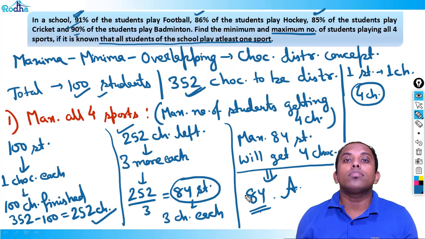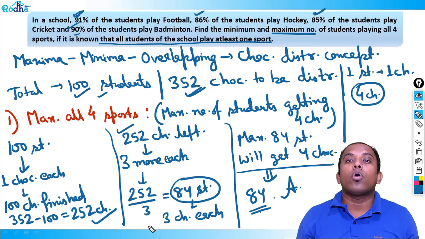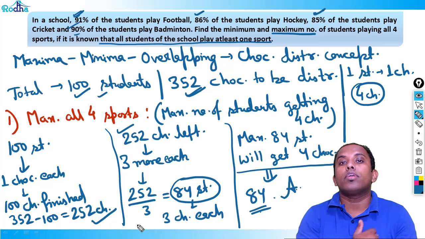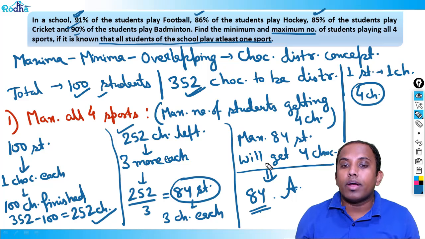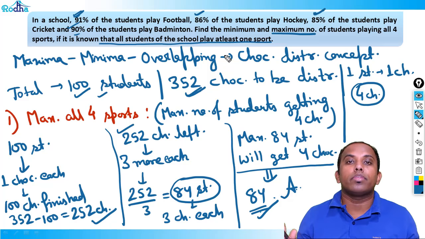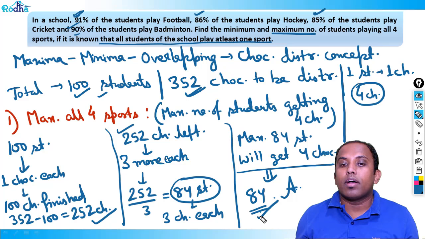Why wrong? Because badminton is played by only 70 students. So how can you say that all 84 students play all 4 sports? That is not possible, right? So that's why we have to check that my answer is 84 and all the numbers here are more than 84. So that's fine. I'm fine with 84. Okay. So the answer for the first question is 84. That is the maximum part.